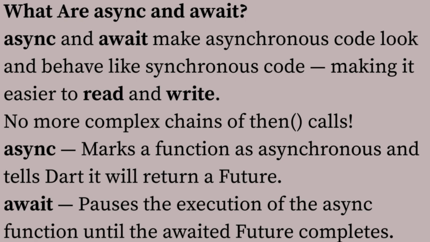So what does async do? Well, when you mark a function with async, you're telling Dart, hey, this function is asynchronous, and it's going to return a future. Now comes await. You use await inside that async function to pause execution until the awaited future completes. It's like saying, hold on, wait right here until this task is done, then move to the next line. No more tangled .then chains, just readable, straightforward code, and all the power of asynchronous programming. That's async and await in Dart: simple, elegant, and super effective.